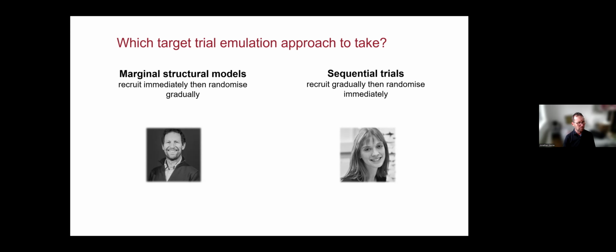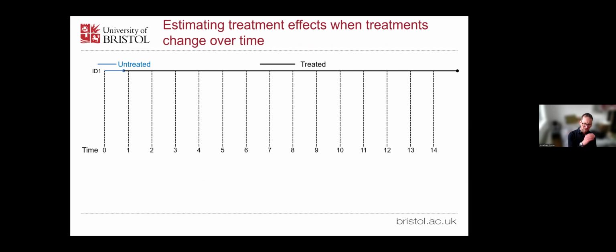So what are the difficulties in estimating treatment effects when treatments change over time, and how do these different approaches address those? So we're in a situation in which we start off at time 0. Let's say that would be, in our case, the 8th of December 2020, and nobody's yet been treated. We split time into regular intervals. They might be days or weeks or months, depending on the setting. And over time, people are treated.